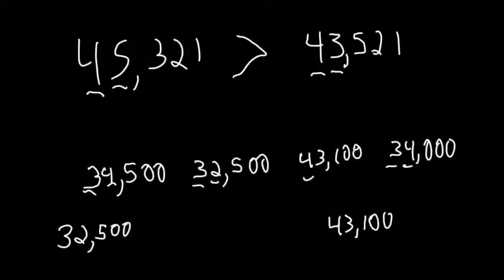Now we have to look at the next place value, which is the hundreds. We have a 5 and a 0. So 0 is less than 5, so 34,000 is going to be our next number. And then our last number, 34,500. So we have put those numbers in order from least to greatest.